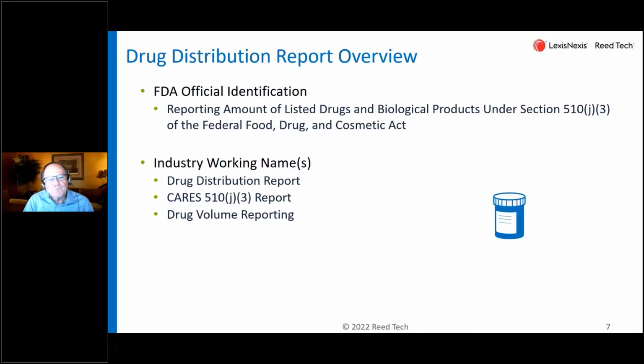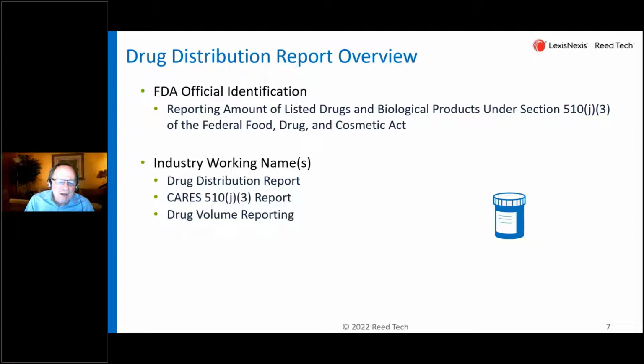So to get things rolling, let's first talk about the name of this particular report. I think what you have seen in many cases, all the documents surrounding this particular topic from the FDA use this very long name: reporting amount of listed drugs and biological products under Section 510(j)(3) of the Federal Food, Drug, and Cosmetic Act. Well, that's a real handful.